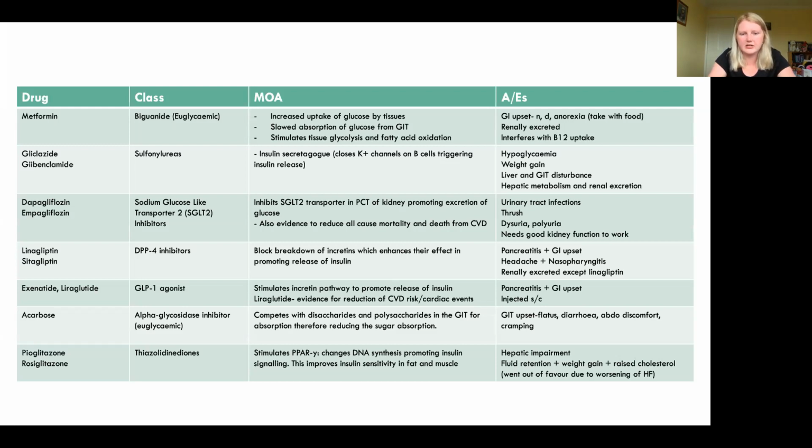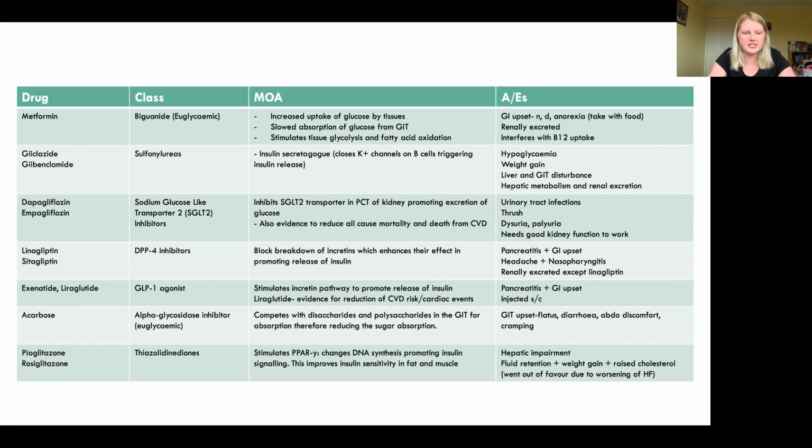DPP-4 inhibitors are oral medications that enhance the effect of incretins, which, if you remember from preclinical years, enhance the release of insulin. And again, GLP-1 agonists such as exenatide and liraglutide work quite similarly, but these are actually injected. So for obvious reasons, that makes them less favourable in terms of the patients. But because they work by a similar method, their side effects are quite similar as well. So pancreatitis and GI upset can occur with both of them. And if patients had a history of pancreatitis, it's normally a reason we would avoid their use.